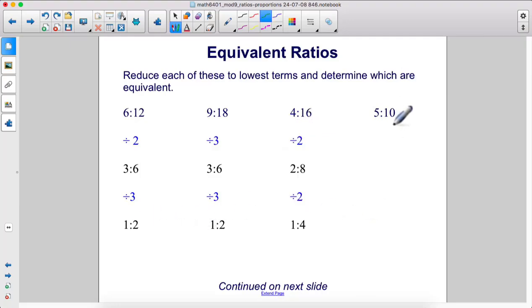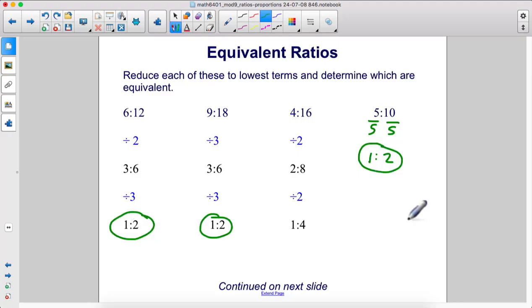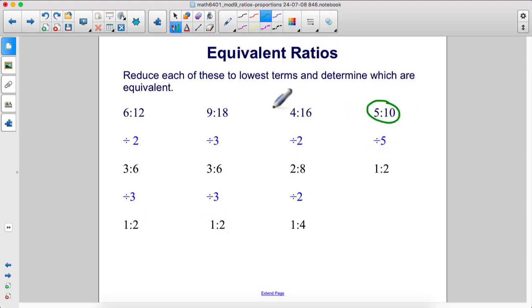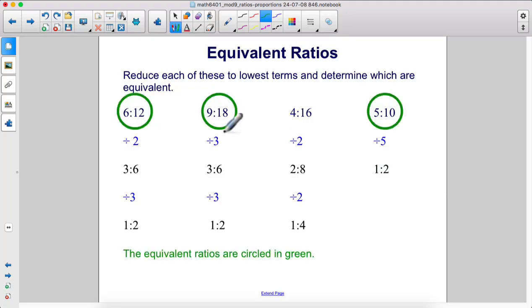5 and 10 are both evenly divisible by 5. So I'm going to go ahead and divide both sides by 5. I get 1 to 2. And as you can see, we have 3 equivalent ratios here. These ratios, 5 to 10, 9 to 18, and 6 to 12, all represent 50%, 1 to 2. The equivalent ratios are here circled in green.